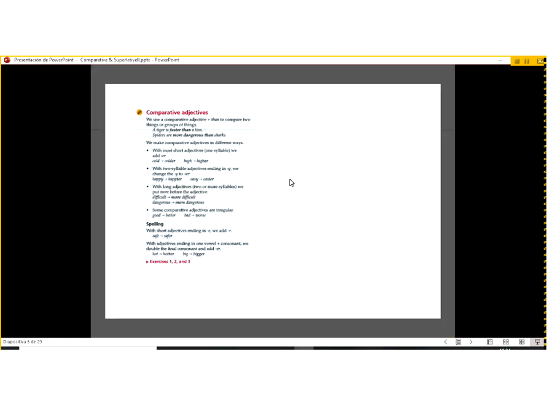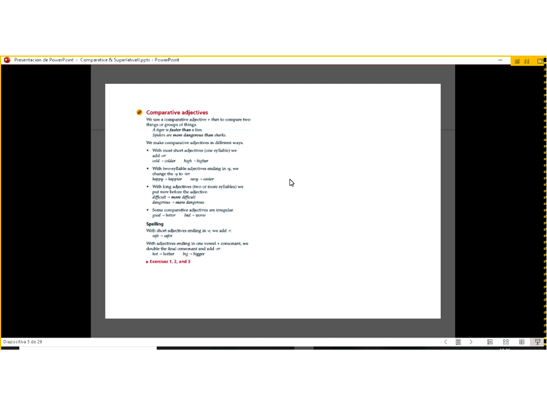Yes? So comparative adjectives are used, yes, to compare two things. For example, a tiger is faster than a lion. Spiders are more dangerous than sharks. So we make comparative adjectives in different ways, remember? So as we have seen before, we are going to add ER to short words. For example, cold, colder, high, higher. With two-syllable adjectives ending in Y, we change the Y to IER. For example, happy, happier, easy, easier.